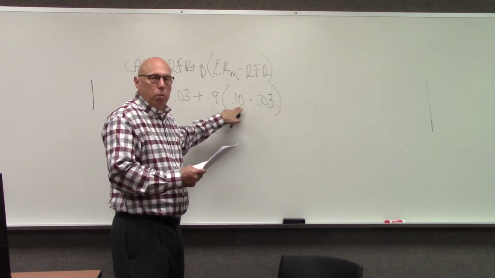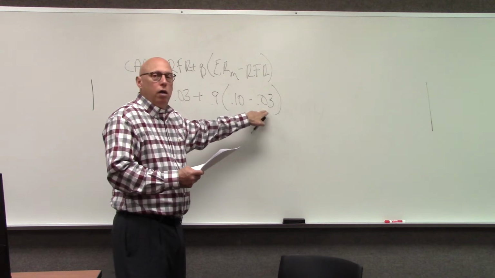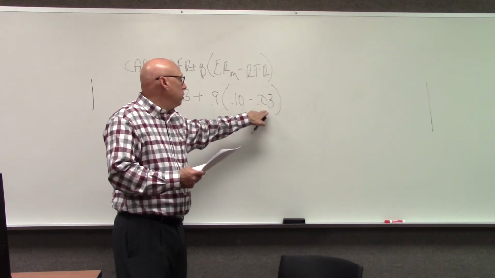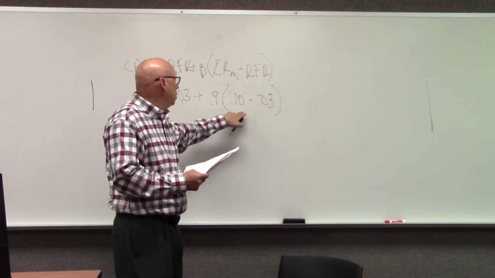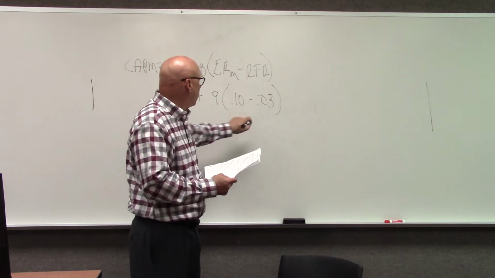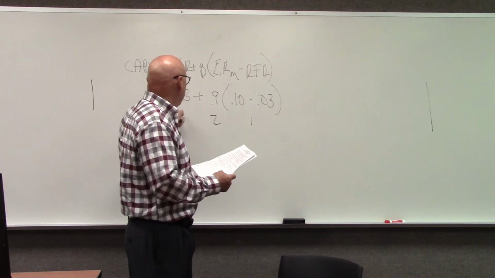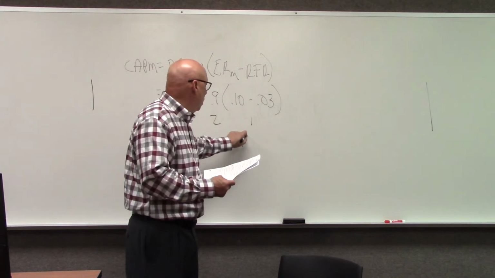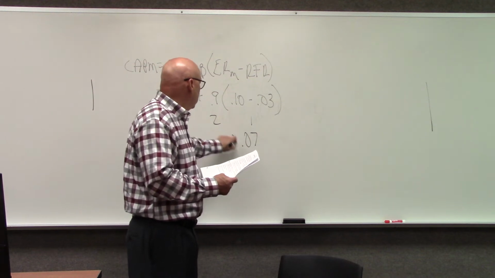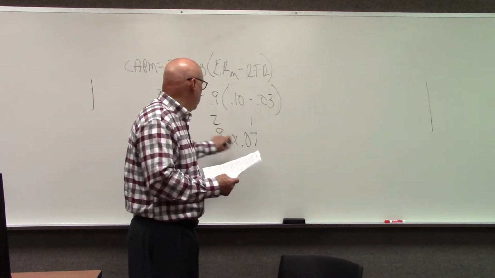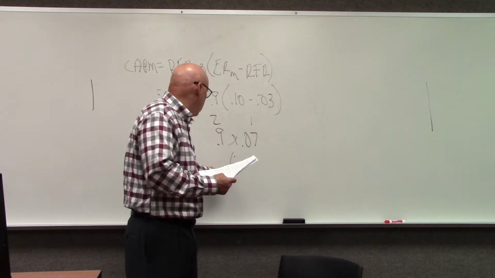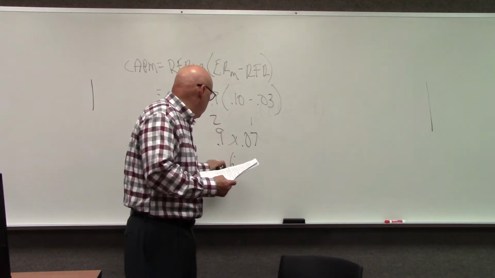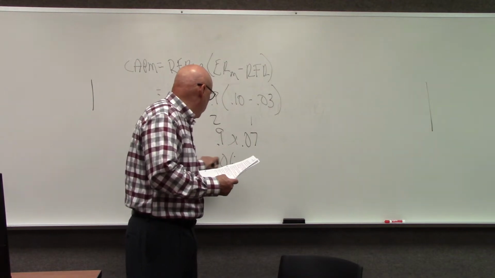7% is what people earn in the overall stock market on an average year, in excess of the treasury bills, because of the volatility involved with stocks. So we're going to do this first, this second, and this third. And so we have 0.07 times 0.9 equals 0.063.